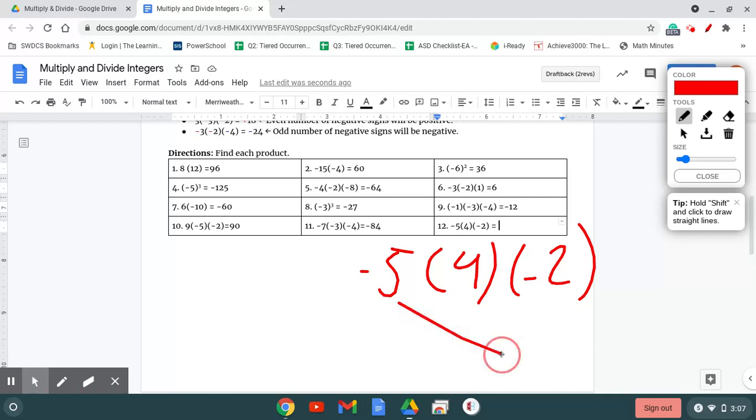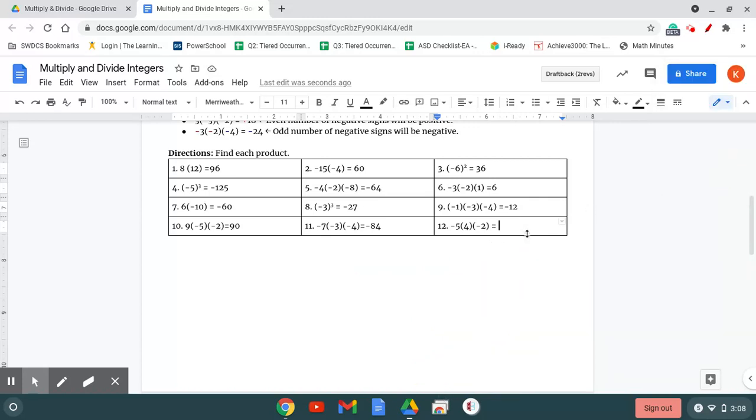I'm going to take 5 times 2. So negative 5 times negative 2, 2 negatives make a positive, so positive 10. I haven't used this 4 yet, so I'm going to bring it down. And then 10 times 4 is 40. So our answer is positive 40.